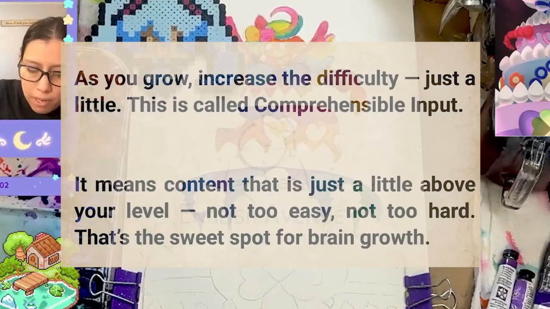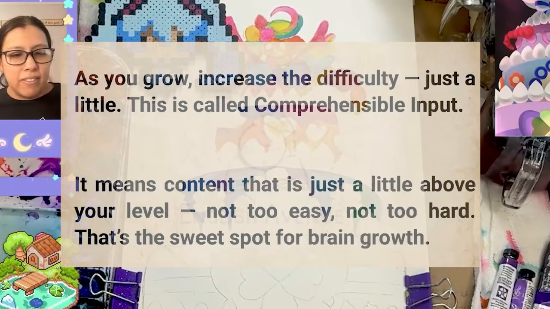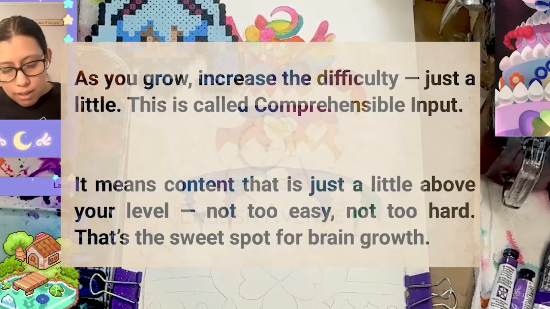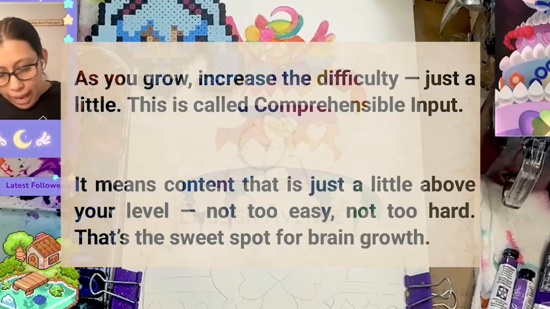This is called comprehensible input. It means content that is just a little above your level. Not too easy, not too hard. That's the sweet spot for brain growth.